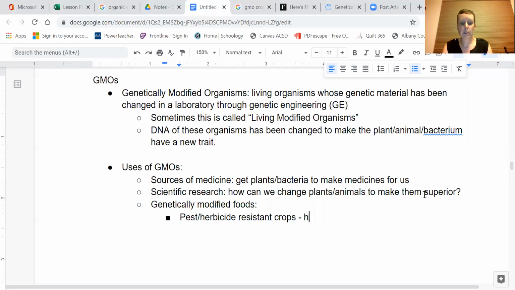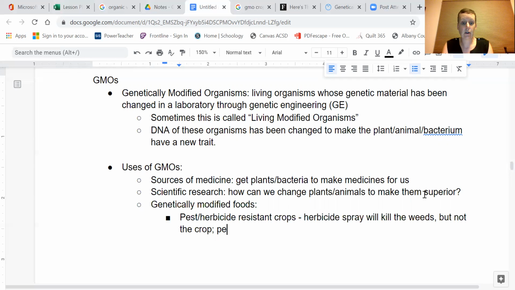An herbicide spray, herbicide means kills plants. Okay, that's what that means. Herb is plant and icide is to kill. So herbicide is kills plants, right? An herbicide spray will kill the weeds, but not the crop. Okay, that's the herbicide piece.